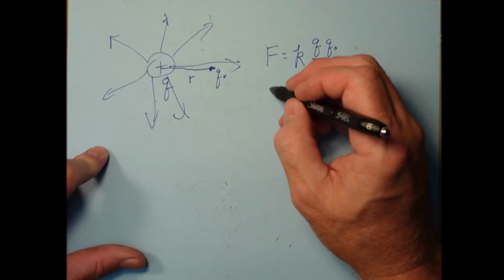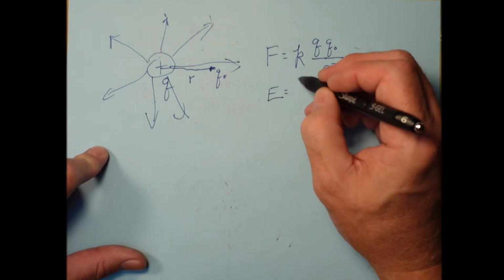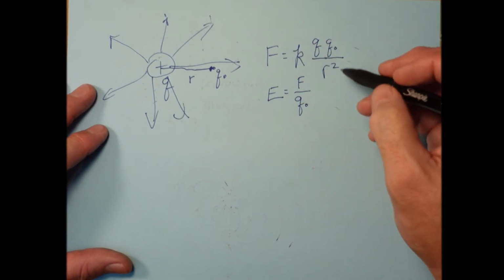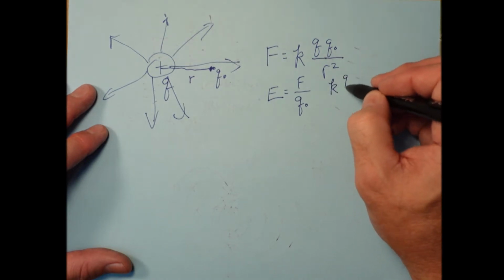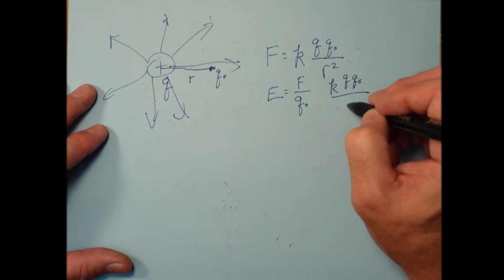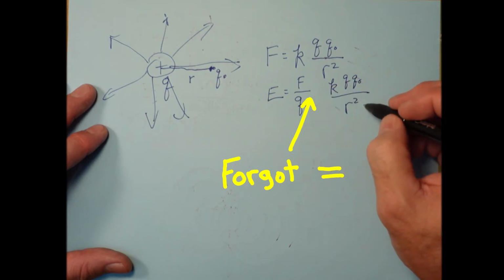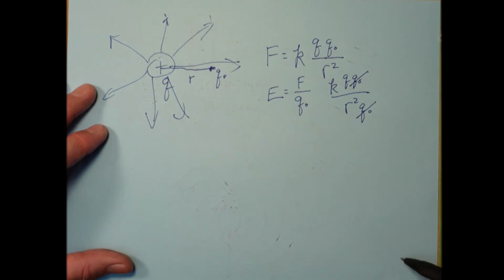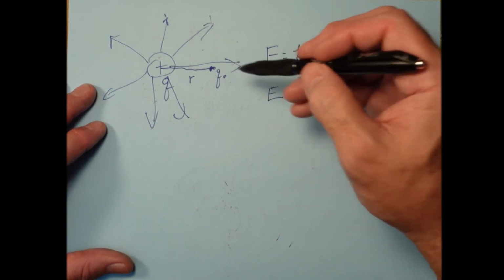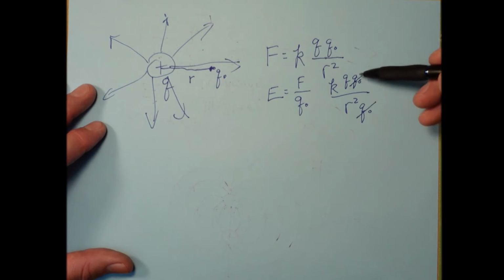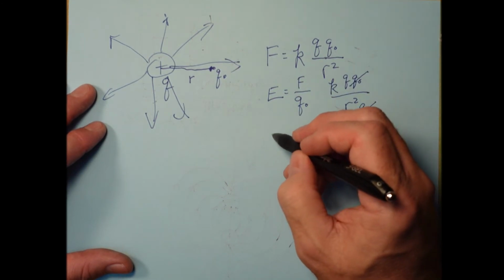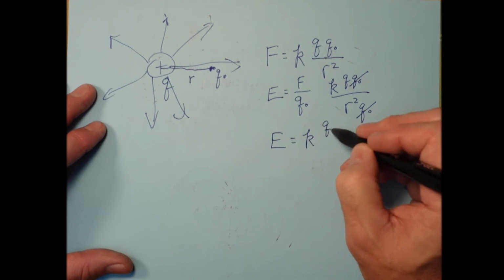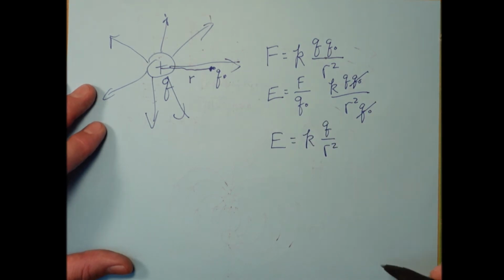The electric field then is defined as F divided by Q naught. So if I take F, that's K, Q, Q naught, divided by R squared, and then I put a Q naught on bottom, notice that the Q naughts cancel. So the value of Q naught doesn't even really play a role here in the electric field. The electric field for a point charge is then K, Q over R squared.